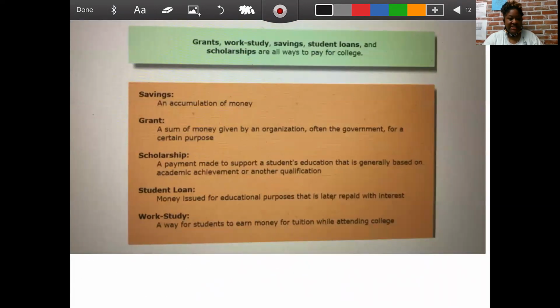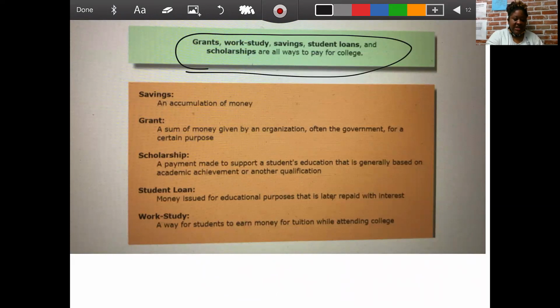All right, now this is about college. So when you're going to college and paying for college, savings is save. It means save. Use your root words from English. So if you save money, you're accumulating, you're building up money in your bank account or whatever. So you can pay for college with the savings, or a grant.